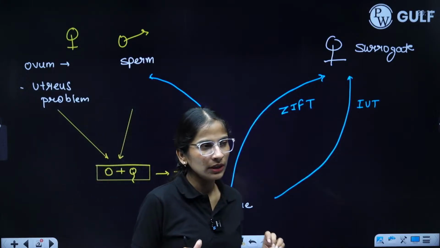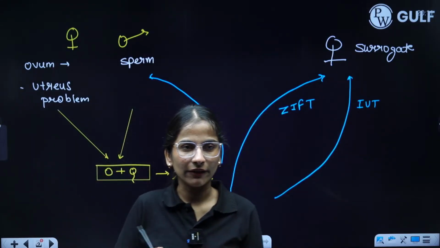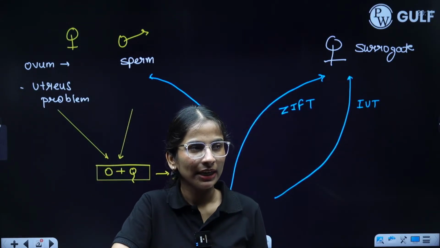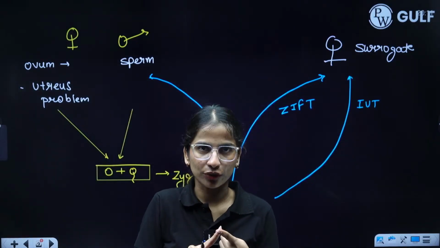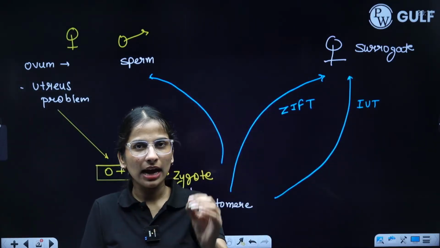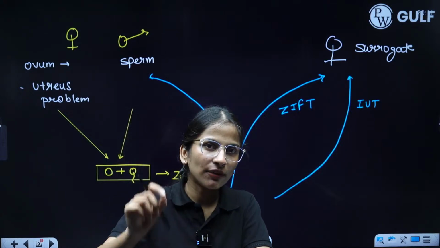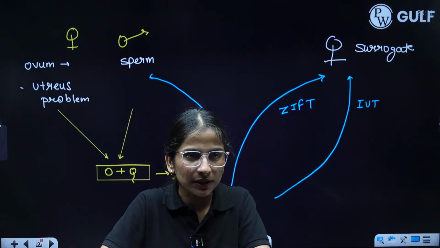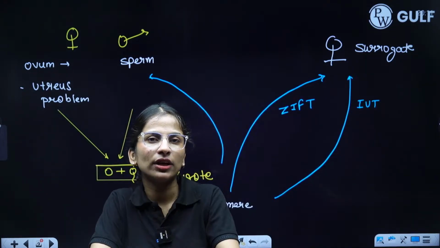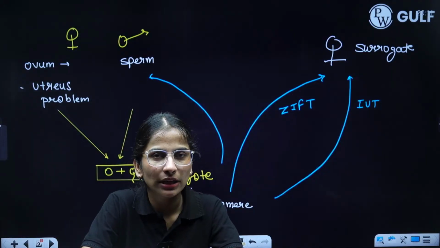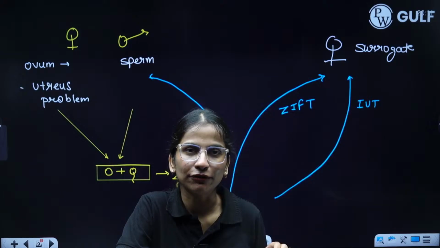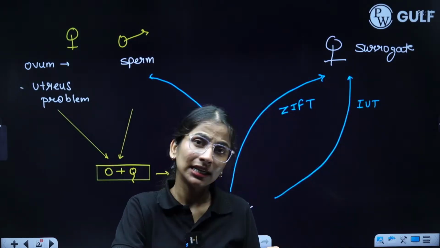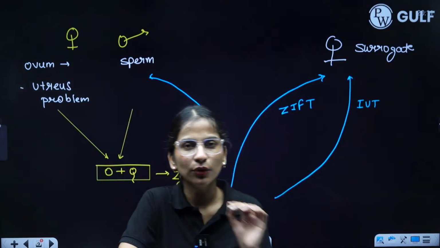Now what if, ma'am, the female does not have normal conditions in the fallopian tube or uterus? That means the mother has a normal egg and the father has normal sperms, but the mother has an issue in the fallopian tube. Because of that, we cannot perform ZIFT, zygote intrafallopian transfer. Then we will perform IUT, intrauterine transfer.